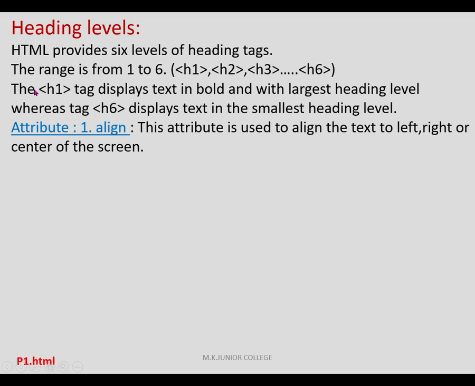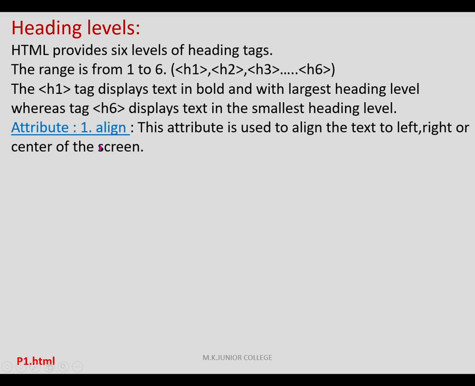As you know, whatever the tags are there, some attributes were there with those tags. So here with h1 only one attribute we are going to use, that is align. Align is used to make the alignment of a particular text to the center, to the left or to the right. See my dear student, by default all the texts are left aligned. If you are adding a heading, it should be in the center of your screen. So that's why over there you are going to use this align. This attribute is used to align the text to left, right or center of the screen.